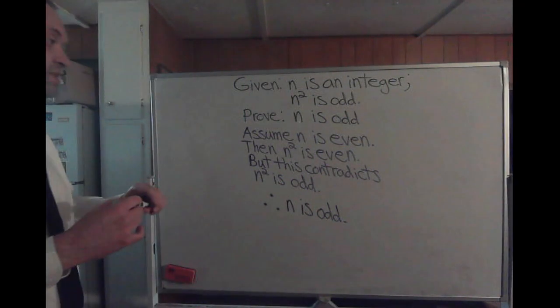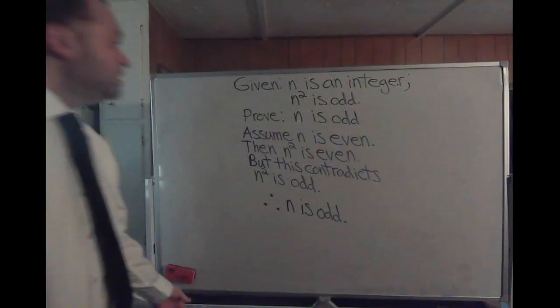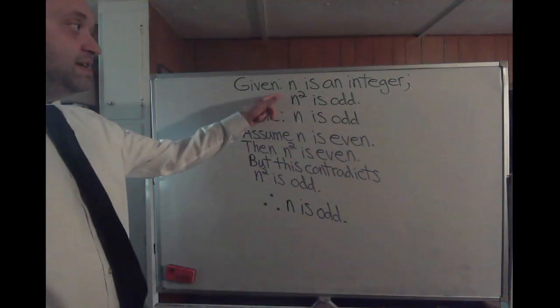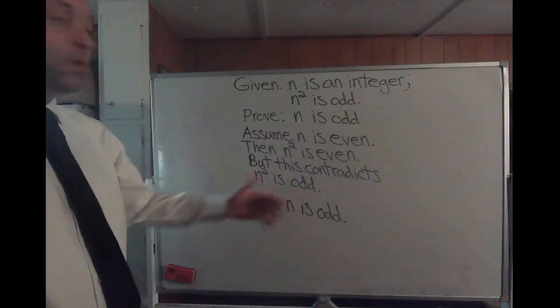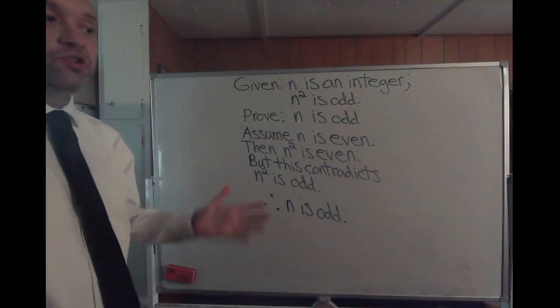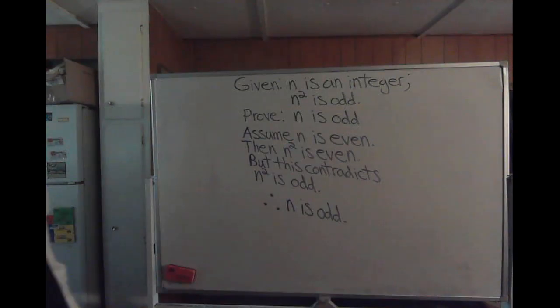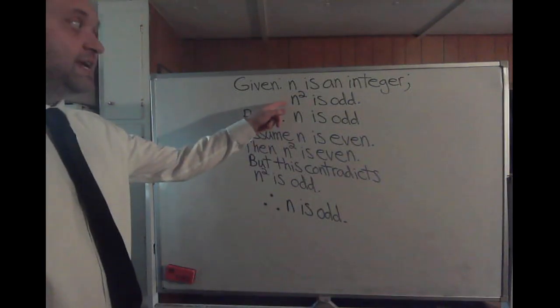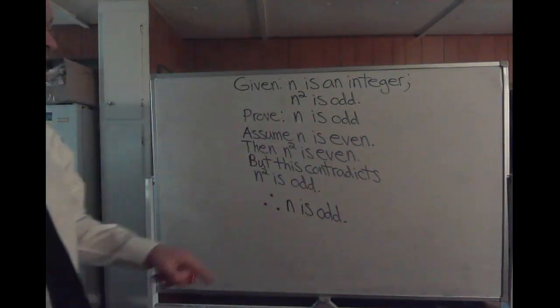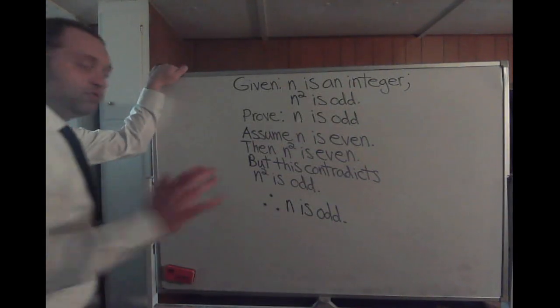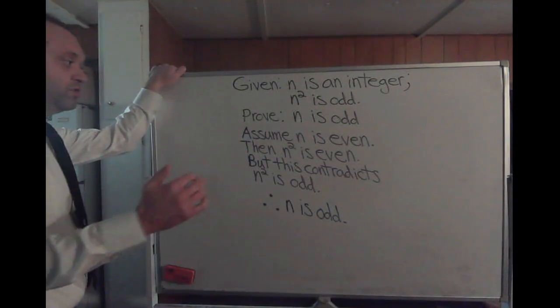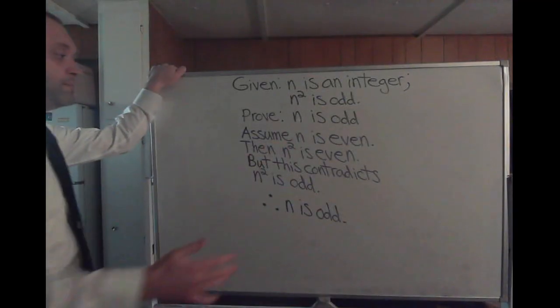So let's go through this indirect proof again. We're given n as an integer. No matter what we do for the indirect proof, whether it's even or odd, it's always an integer, right? That won't be contradicted. But what they give us is that n squared is odd. That's the second piece. We have to prove that n is odd. So we start by assuming the opposite of what's to prove. We assume that n is even.